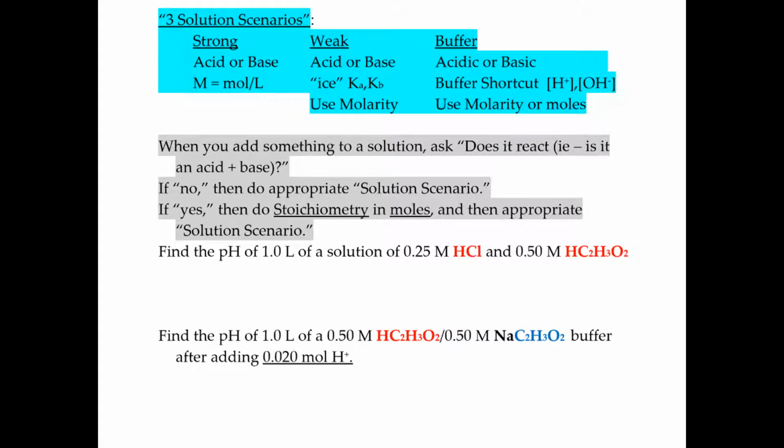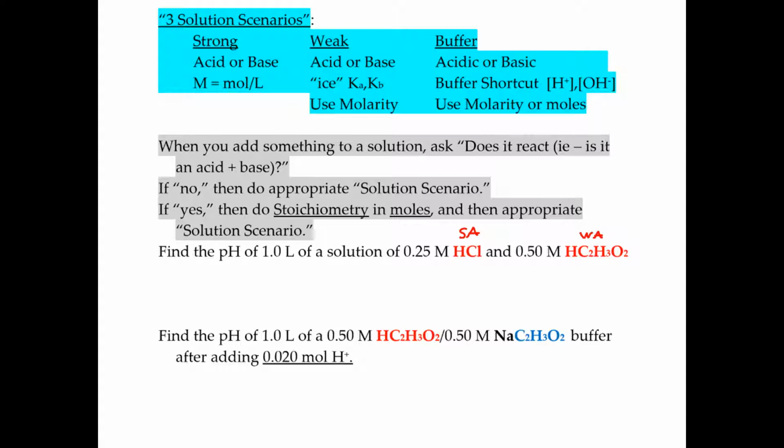Let's suppose we have 1 liter of a solution that has 0.25 molar HCl and 0.5 molar acetic acid. So the first thing you have to ask, is there a reaction? So this is a strong acid, this is a weak acid. Will 2 acids react with one another? The answer is no, they will not. So since there is no reaction, then we're just going to go right to the correct solution scenario. The correct solution scenario is we have a strong acid and a weak acid. Whenever we have a strong and a weak, we really only care about the strong.